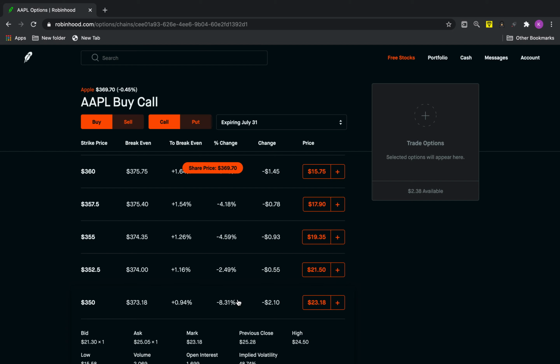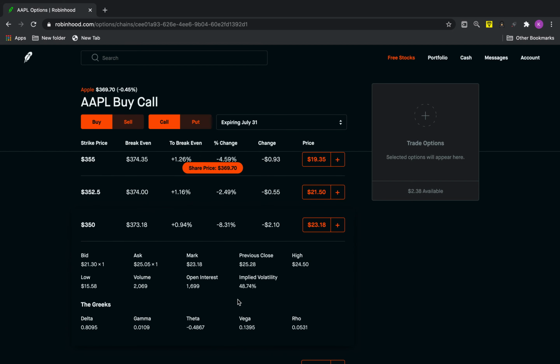So let's take this $350 call, for example. To find the intrinsic value of this, you would do the share price, which is $369.70, minus the strike price, which is $350, and that would get you $19.70. So $19.70 is the intrinsic value. And what you would do to find the extrinsic value is you would do the call option cost minus the intrinsic value. So you do $23.18 minus $19.70, which would get you $3.48, which is the extrinsic value.